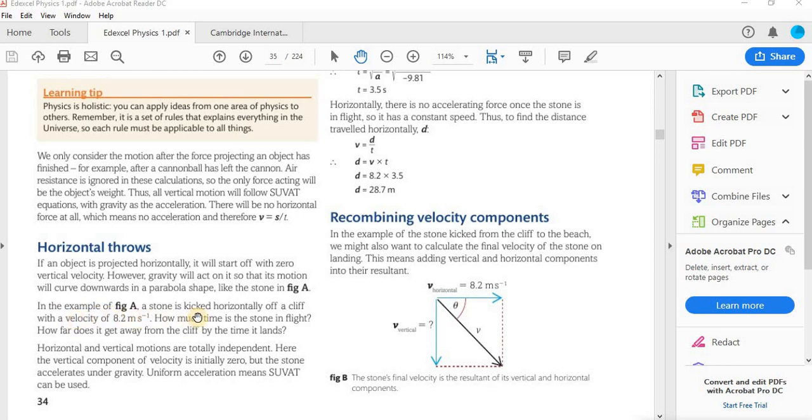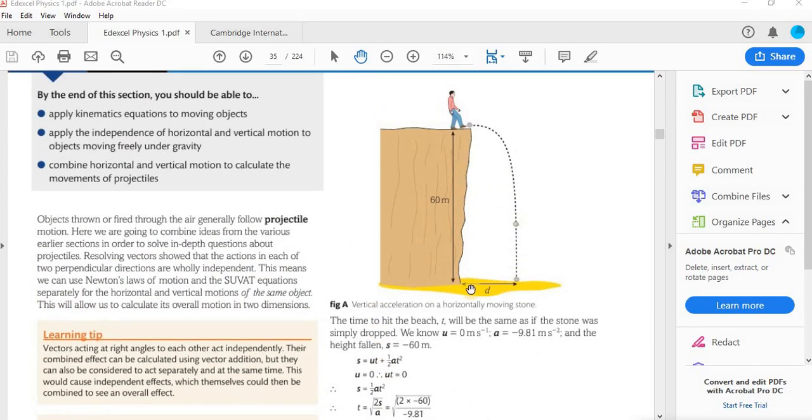In the example of the figure, a stone is kicked horizontally off a cliff with a velocity of 8.2 meters per second. How much time is the stone in flight? How far does it get away from the cliff by the time it lands? The horizontal distance that the projectile travels is called the range. You have to be familiar with these terms. Even in M1 you would have learned them: the range, what a projectile is, what trajectory is, what time of flight is. I already told you what these are just a while ago.